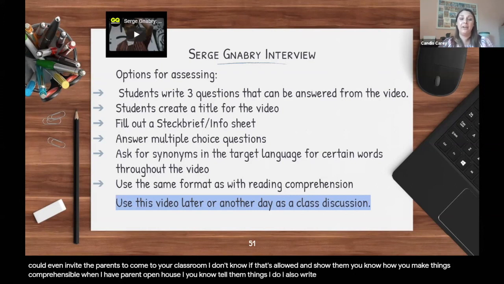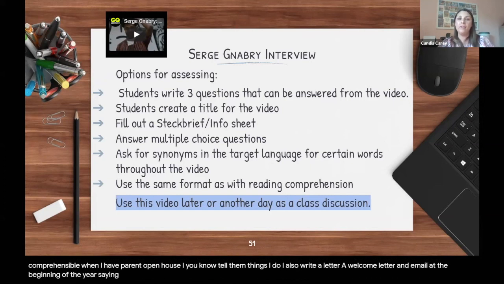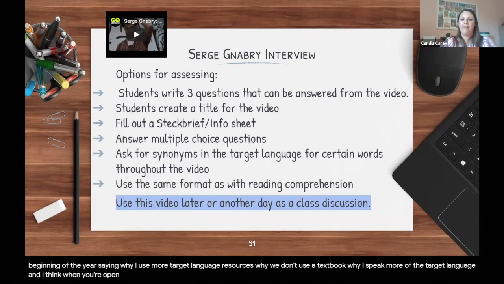I also write a letter, a welcome letter, an email at the beginning of the year saying why I use more target language resources, why we don't use a textbook, why I speak more of the target language. And I think when you're open and upfront about it like that, I really have seen a lot more positive come out of using more of the target language and resources.